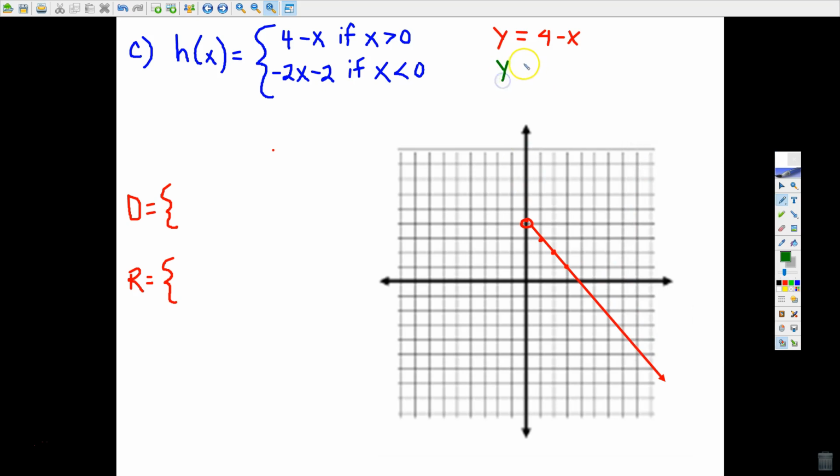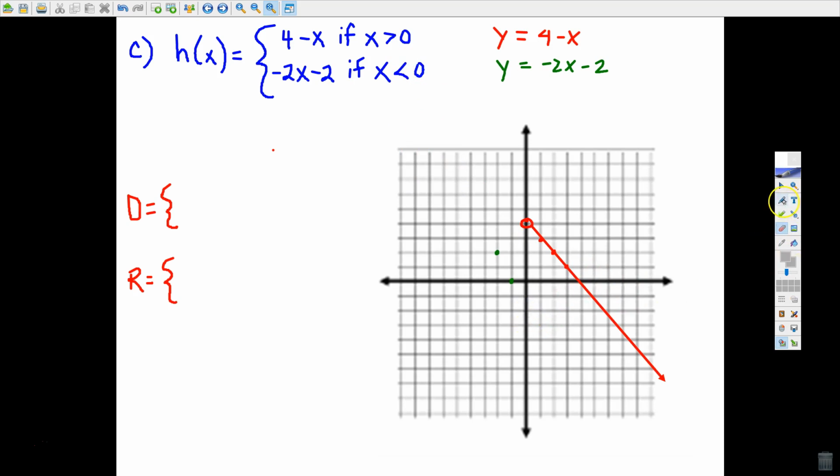So think of it as y equals negative 2x minus 2. Typically we would start at negative 2 and do a slope of negative 2. We would draw this line forever and ever, but we have to keep this line so that it shows only x coordinates that are less than 0. That means I can't even include 0.